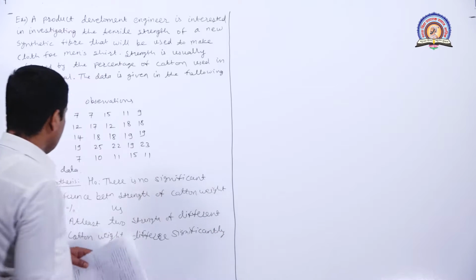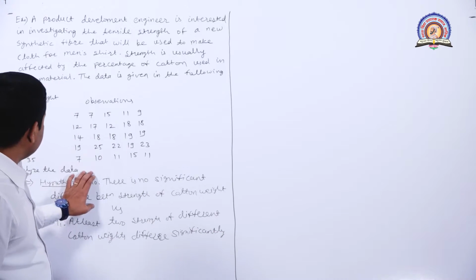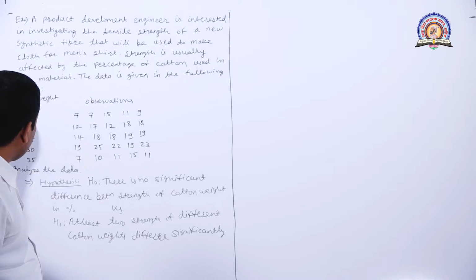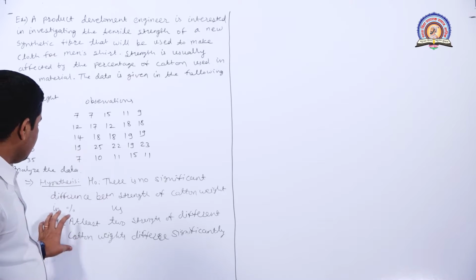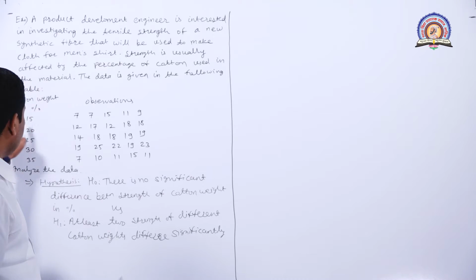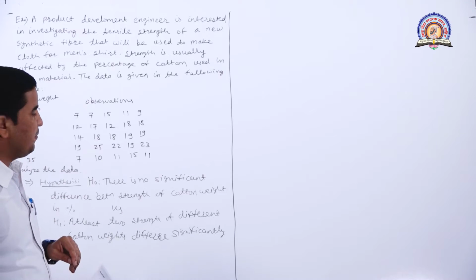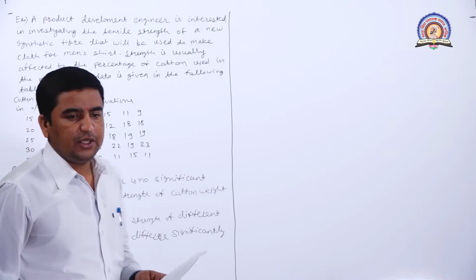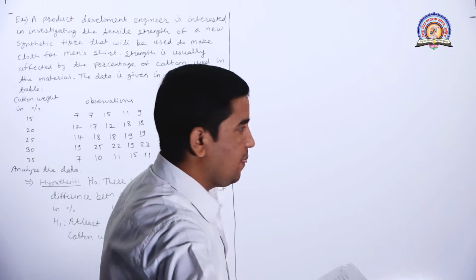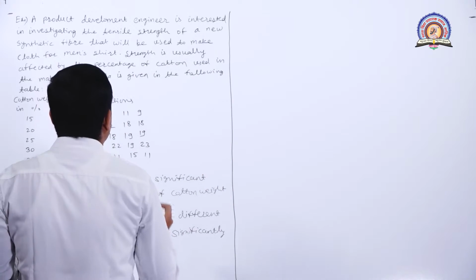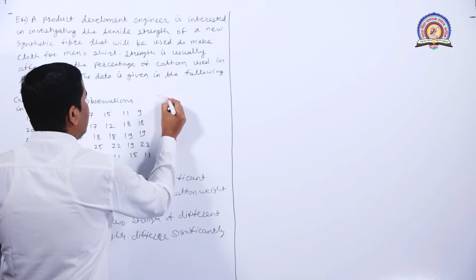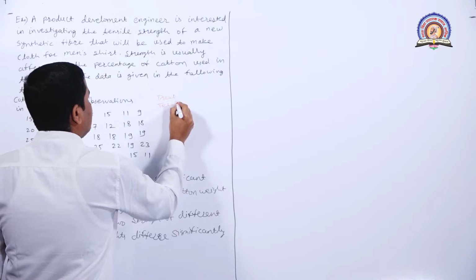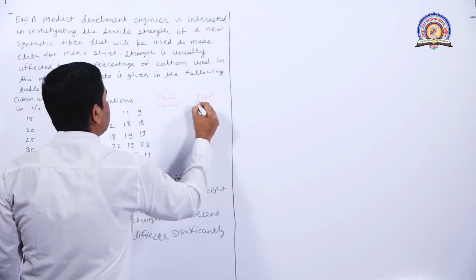Now, if H0 is accepted, this means the strength of all these 5 treatments will be the same. And if H1 is accepted, then at least 2 treatments' strength differ significantly. To test this hypothesis, first we have to calculate the treatment total and treatment mean. I am going to calculate the treatment total here and the treatment mean here.